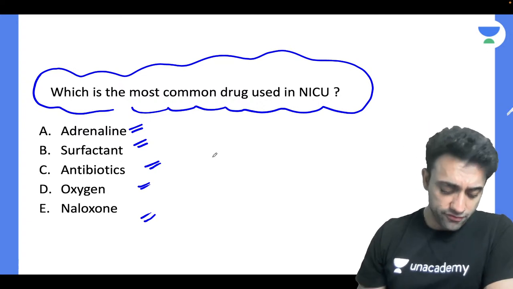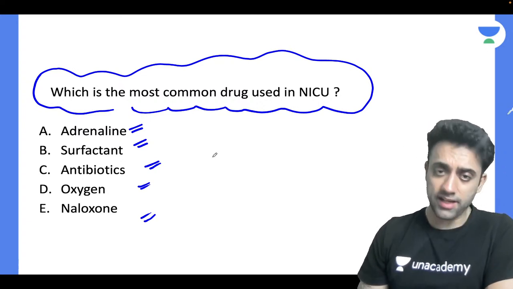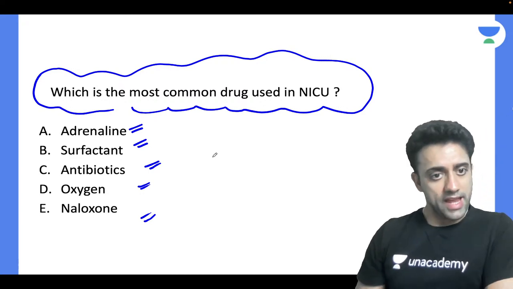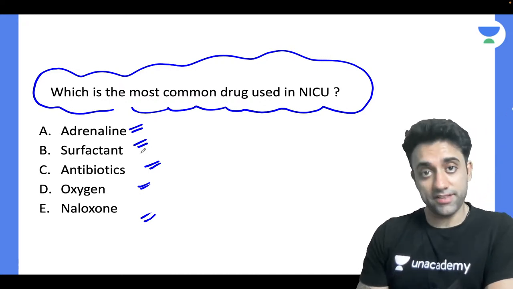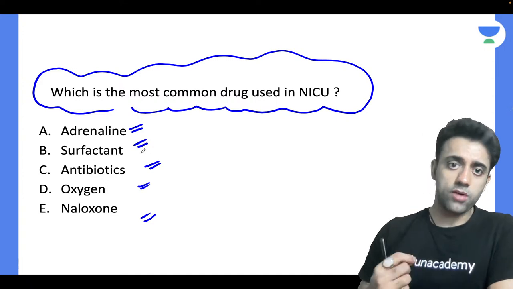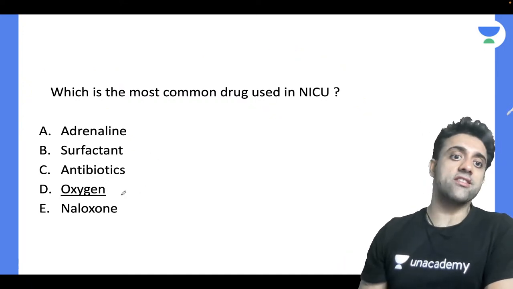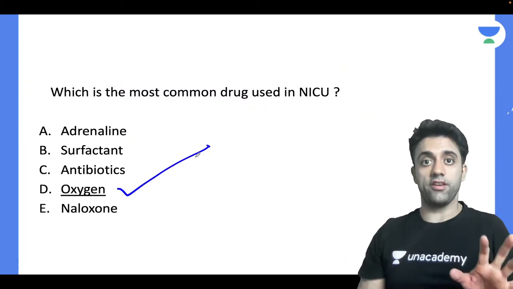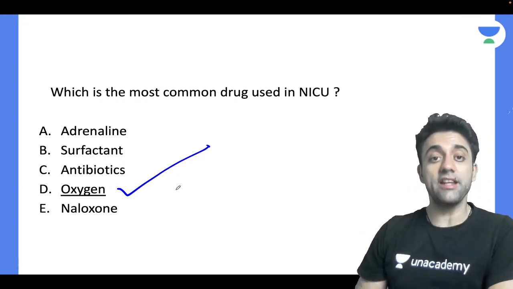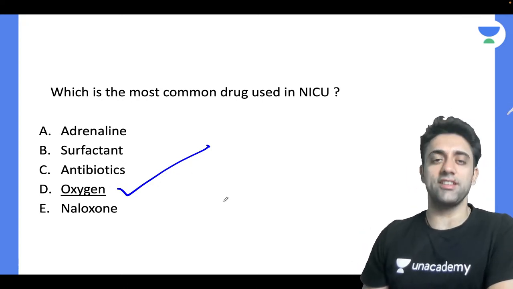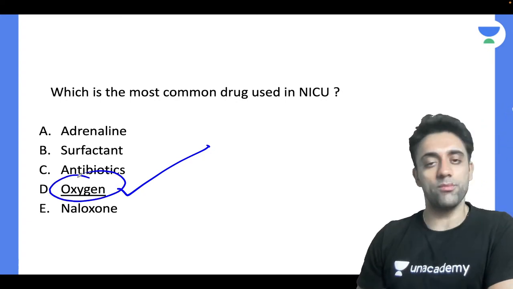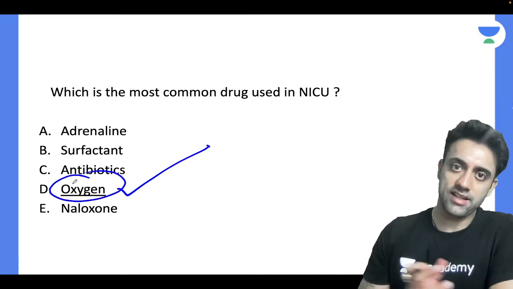Exactly. Beautiful. People are so amazing at answering. People who are answering have a very high chance of clearing this exam. Recently one of my DNB students, Dr. Aparna, was asking me this question. The most common drug used in NICU is nothing but oxygen. Oxygen is also a drug, you know. I remember someone says antibiotic. I told her adrenaline is used too much. She's like, Sir, no adrenaline. Oxygen is the most common drug used in NICU. Remember, that is an exam question.